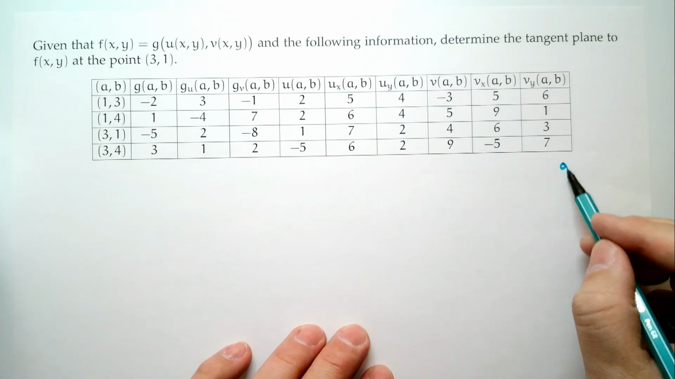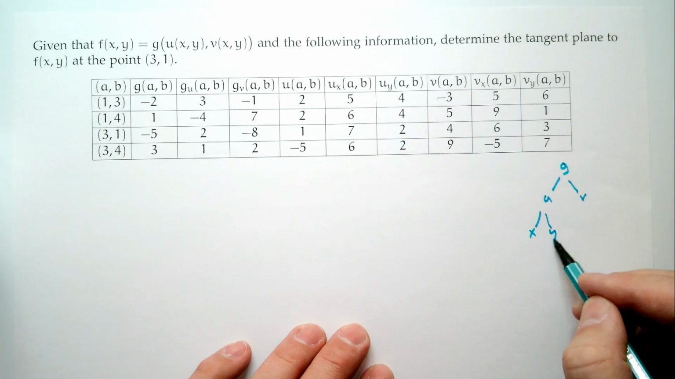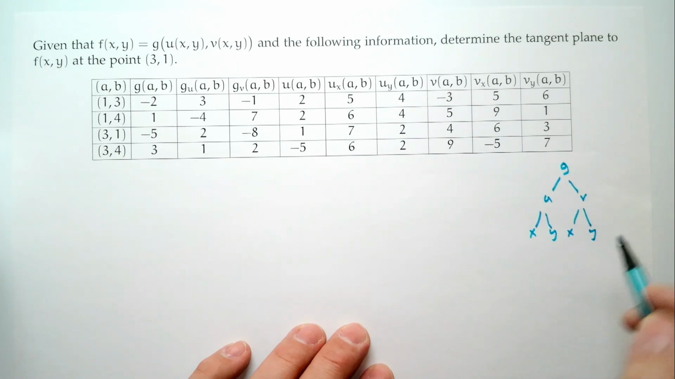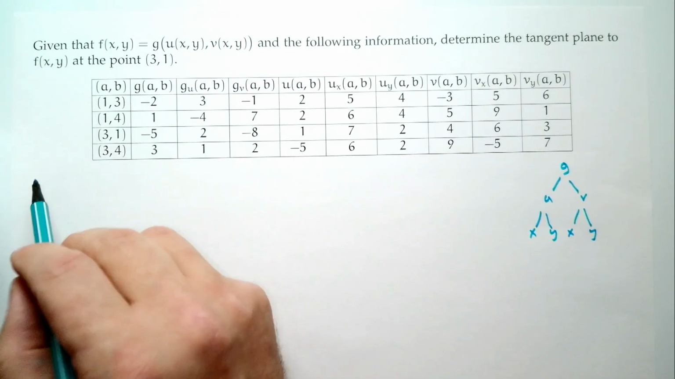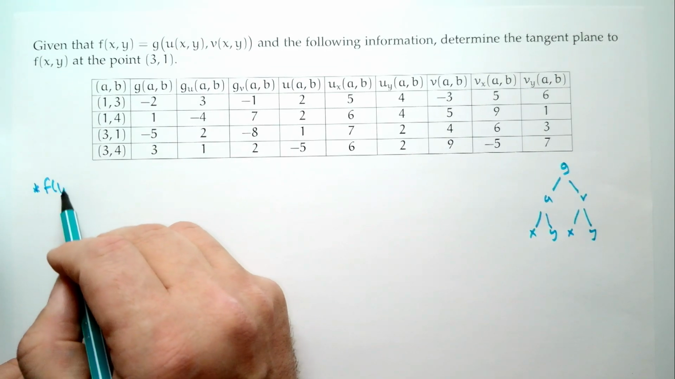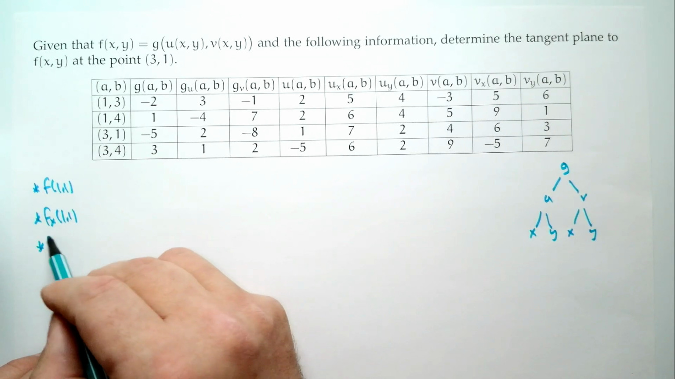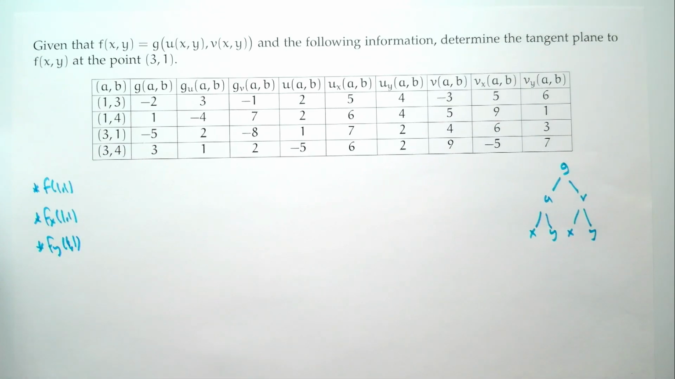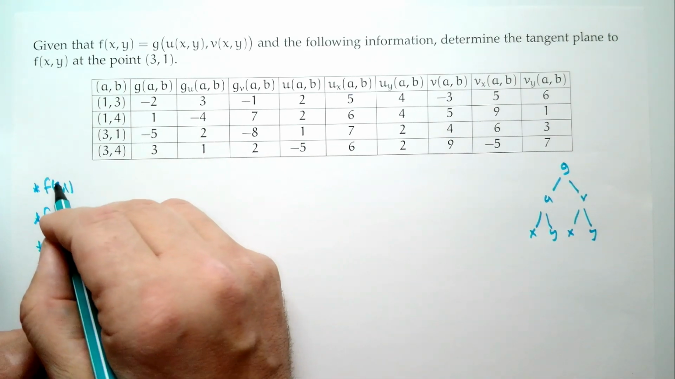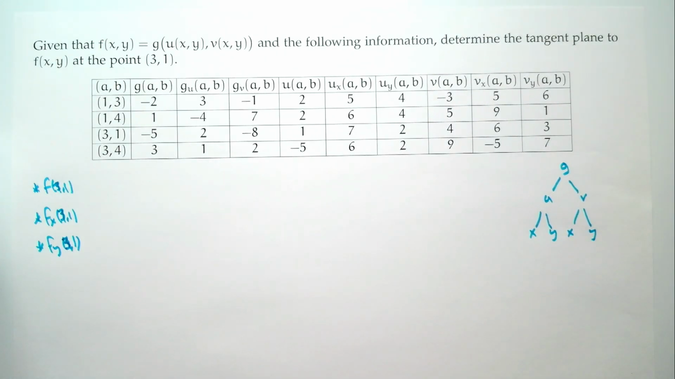So what do we have? We have g depends on u and v, and u and v are both functions of x and y. I'm after the tangent plane to f of xy, so that says I need to find f at 3, 1, f sub x at 3, 1, and f sub y at 3, 1. Oh, sorry, 3, 1. I was thinking about a different problem, the last one we did.